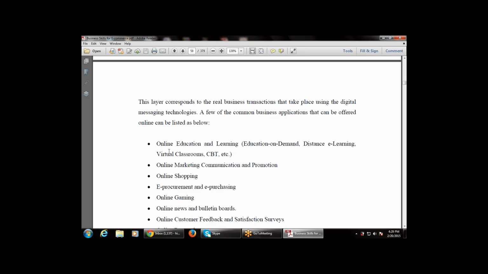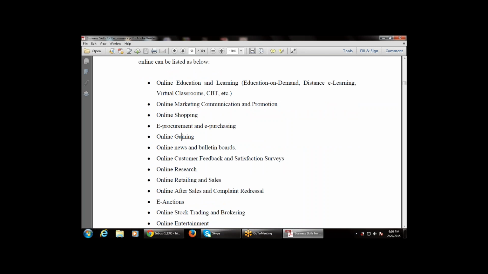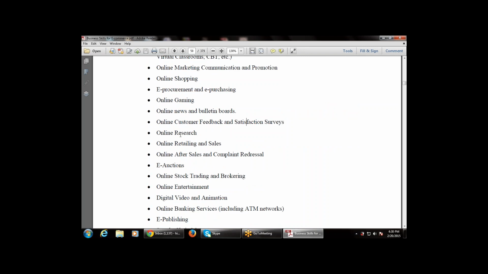Then online shopping can also be done with the help of e-commerce. For example, I will use Flipkart or Jabong.com. These are the popular sites in India for online shopping. Then e-procurement and e-purchasing, that is electronic procurement or purchasing for trading of goods and services. Then next is online gaming, that is playing games online by using various options and criteria. Then online news and bulletin boards, online customer feedback and satisfaction surveys, online research, online retailing and sales, online after sales and complaint redressals, e-auction, online stock trading and broking, online entertainment.